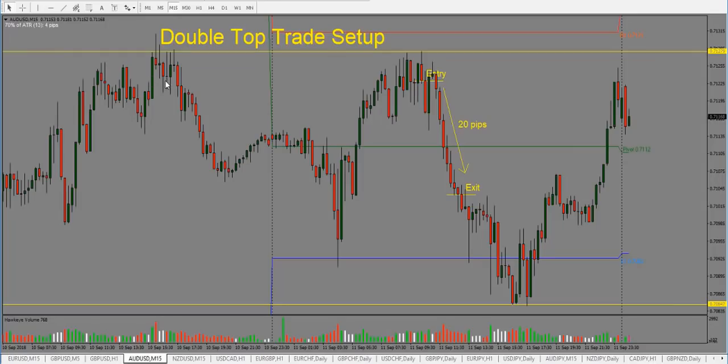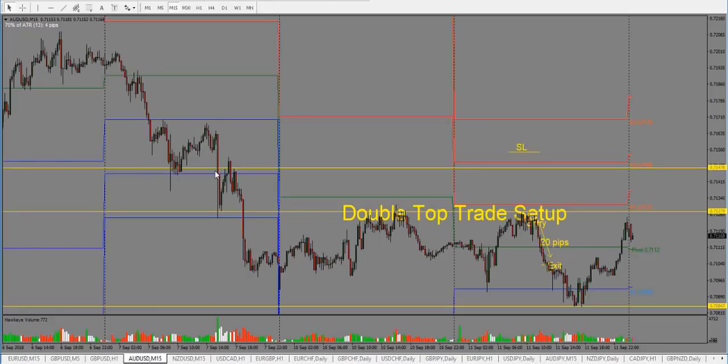So what we have here is the Aussie US dollar 15-minute chart. If we were to zoom out, we'll see that price has been dropping here for the Aussie dollar, and overall the bias is to the downside.